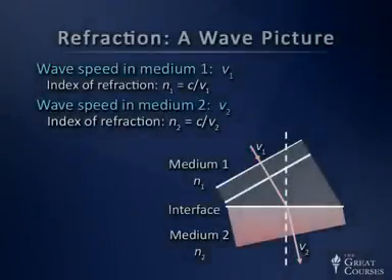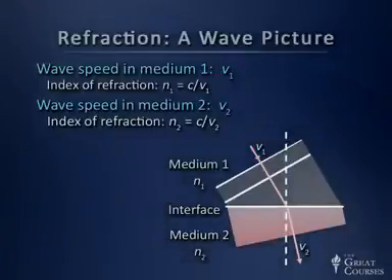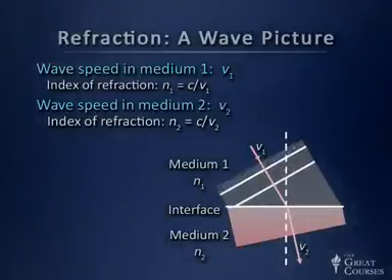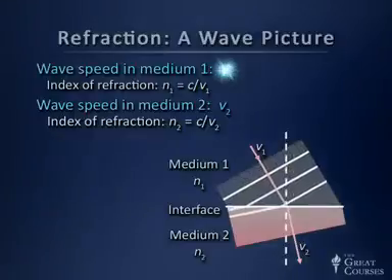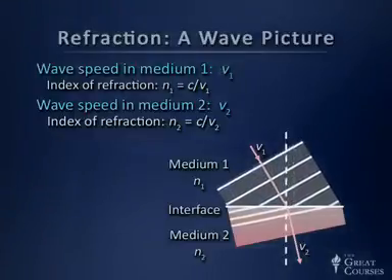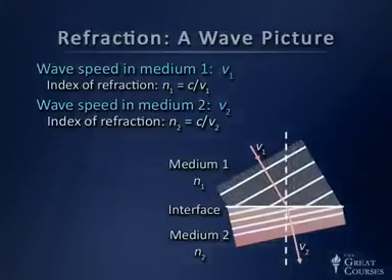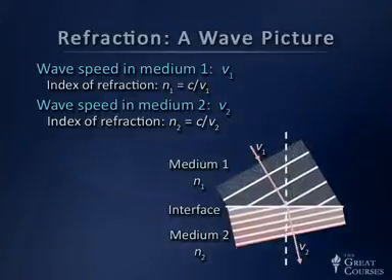So in this picture, I'm showing medium 1 in the upper region. There's an interface between two different media. Medium 2 down below. You could think of medium 1 as air and medium 2 as glass, as in the demonstration I just did. And here come some wave crests moving in medium 1 with some speed v1, such that n1 is c over v1. That's the definition of the index of refraction.